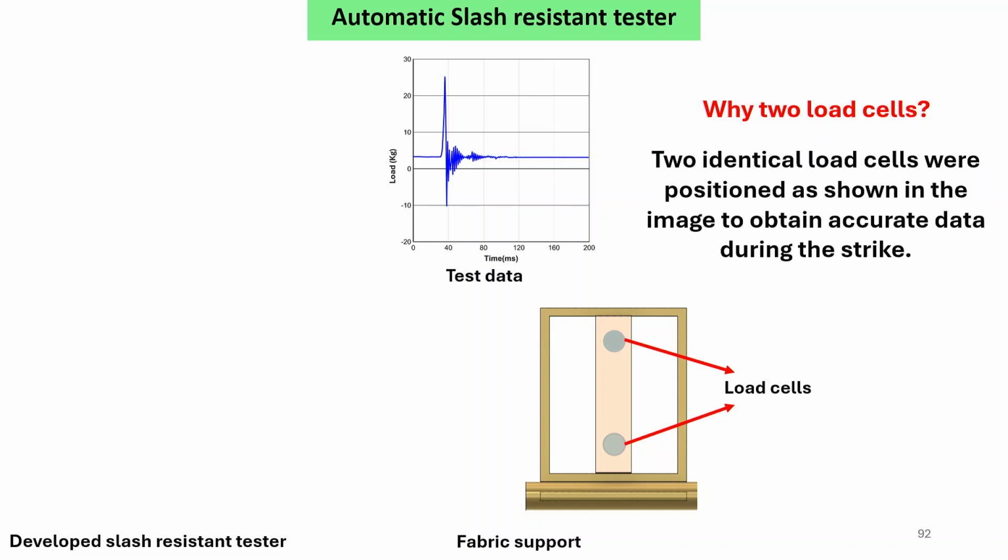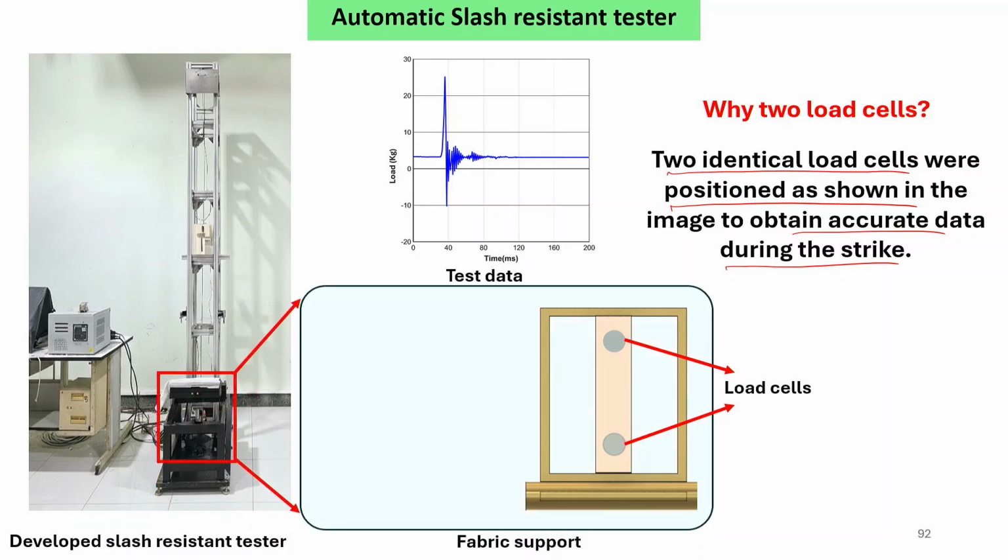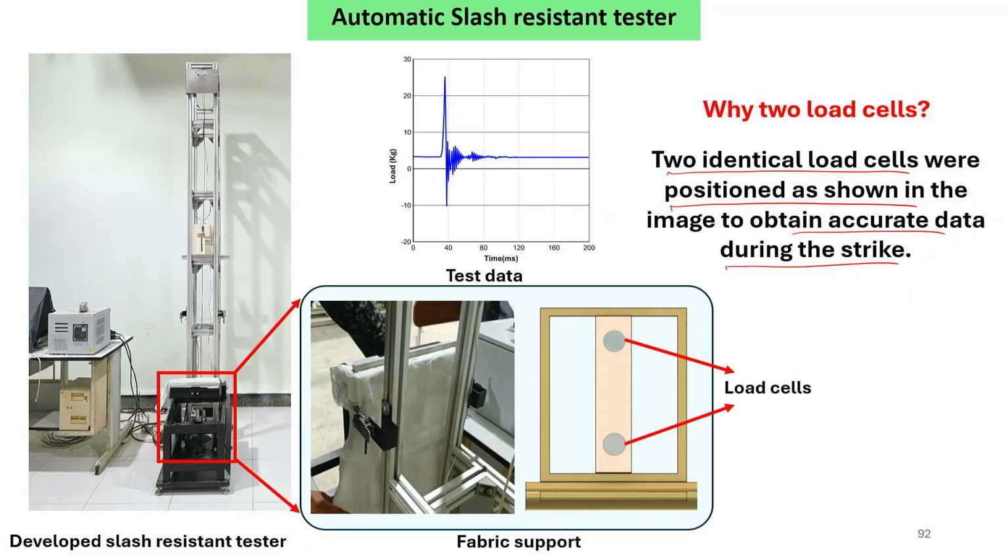So, why were two load cells used? Two identical load cells were positioned as shown in this diagram to obtain accurate data during the strike. This is the developed instrument. Here are the load cells and the fabric support.